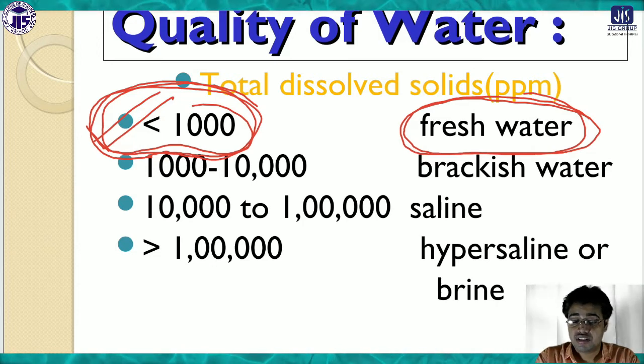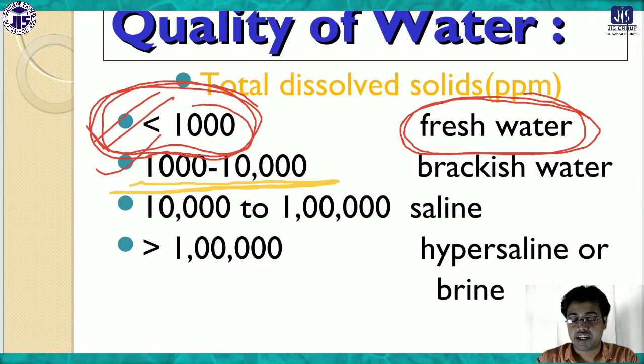Then if the limit of the TDS becomes 1000 to 10,000, then it will be brackish water.